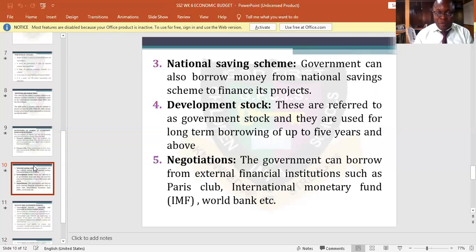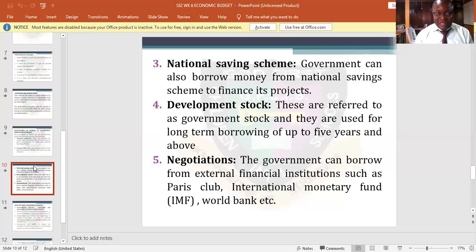Then we also have development stock. These are referred to as government stock, and they are used for long-term borrowing of up to 5 years. This is even longer than treasury certificate or treasury bills. When we are talking about development stock, that means it's allowed for them to borrow a minimum of 5 years and above.